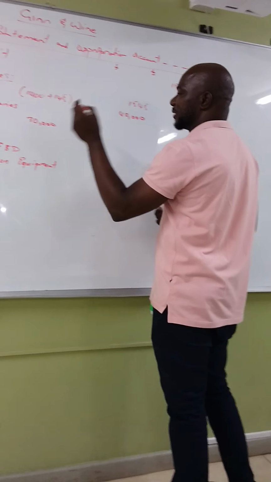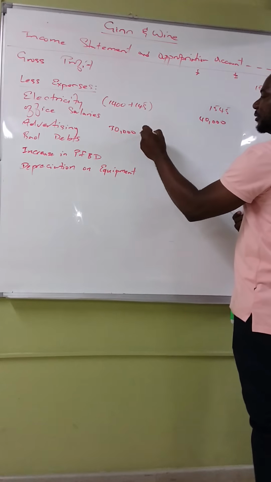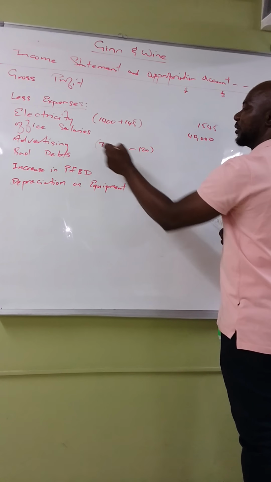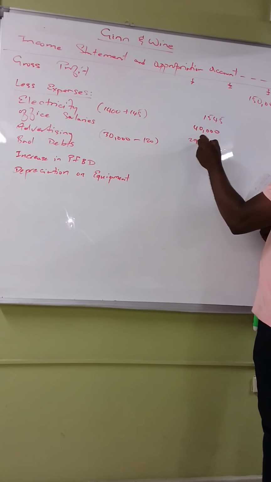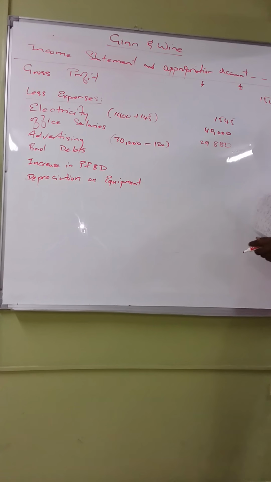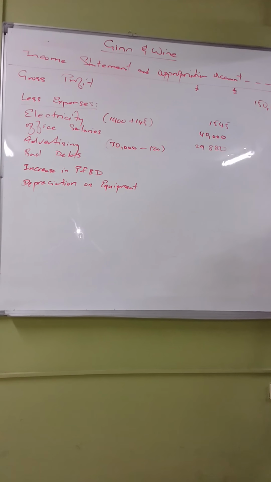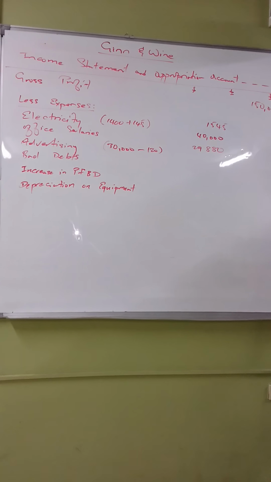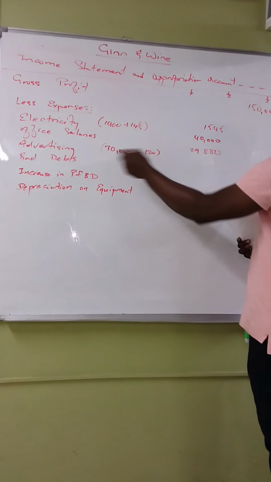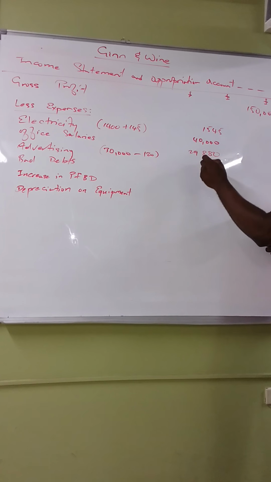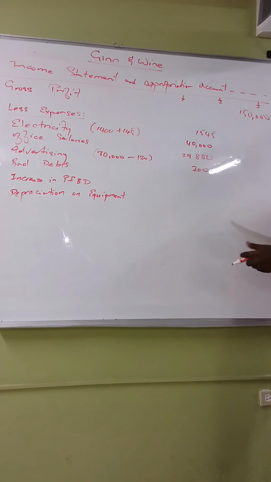So it therefore means that we minus that 120 from here, and the advertising expense for the period there would be what? 29,880. Next of which we have our bad debts. Now the bad debts there recorded is 700.